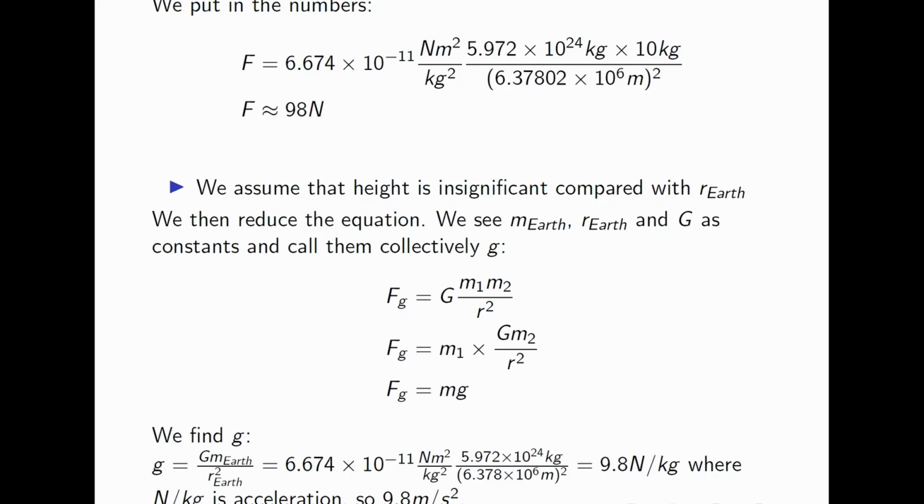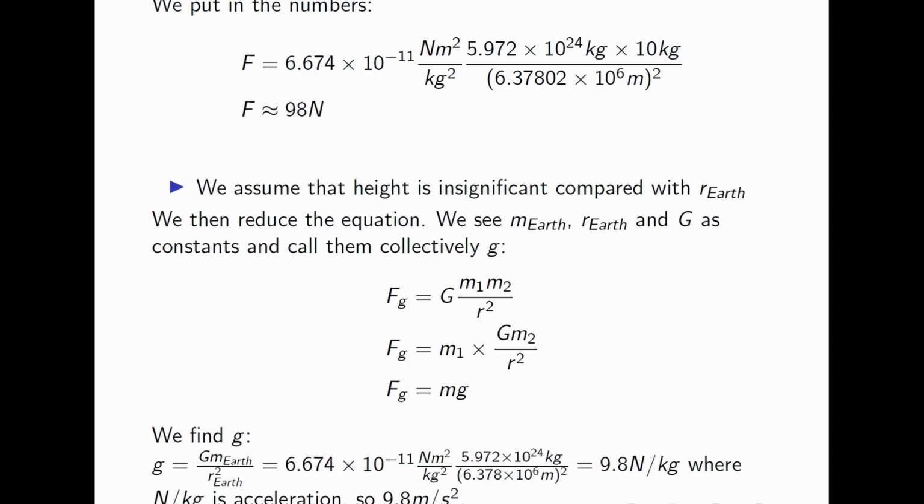So in order to reduce this to something a little bit manageable and something that works in the general vicinity of Earth, we're going to make some assumptions. One of the assumptions that we're going to make is that the height, in this case here, the 20 meters, is insignificant compared with the radius of the Earth. So basically, no matter where I am in the vicinity of Earth, as long as I'm not up too high, then the radius of the Earth is basically the same all the way around. So we will try to reduce the equation then.